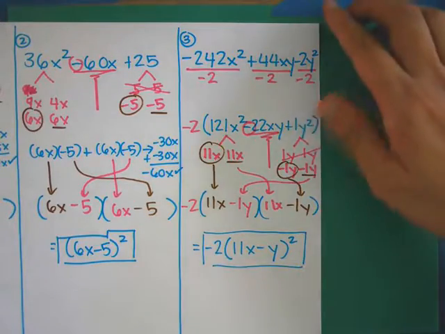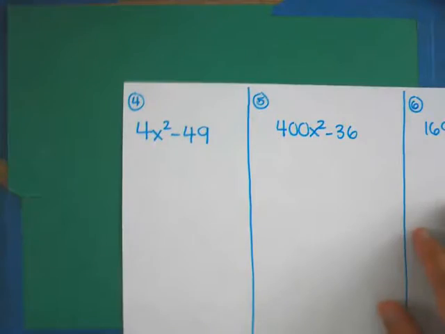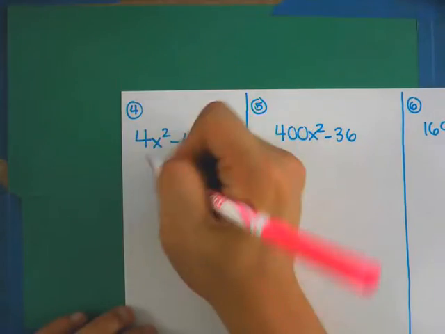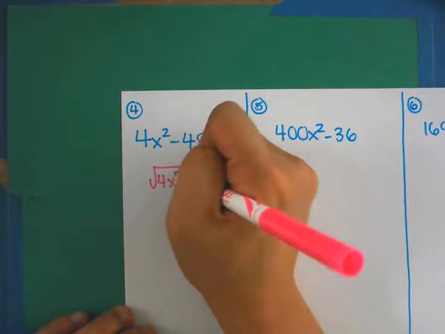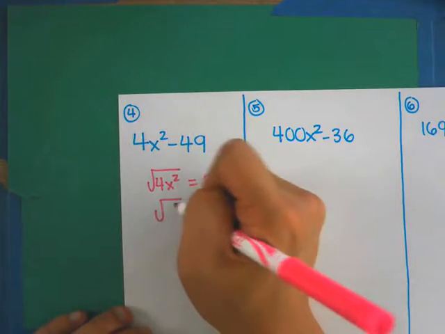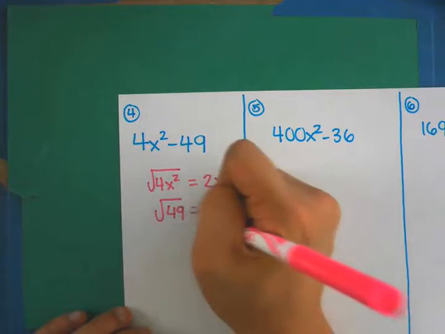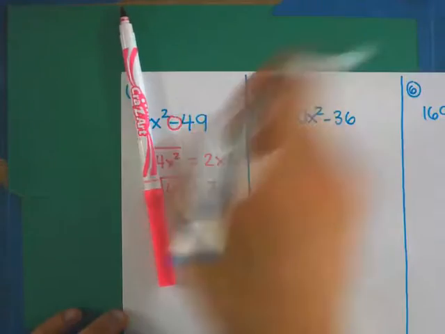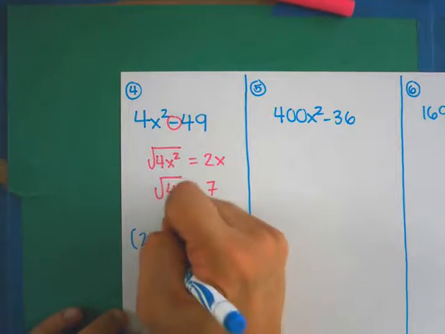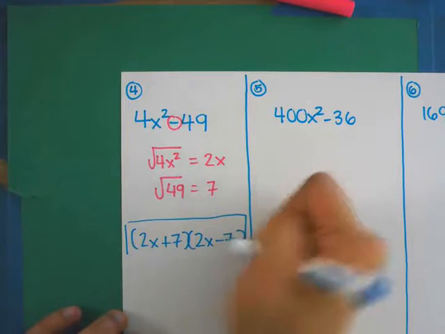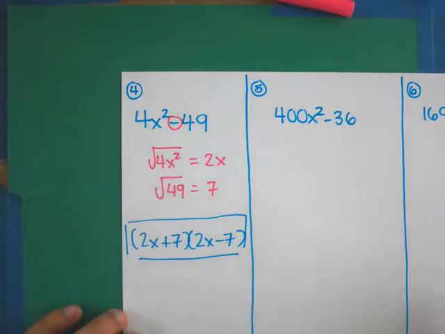Okay, so I'm going to move on to number 4. Okay, number 4, there's no middle term, but is this a difference of squares? The answer is yes. If we do a square root of 4x squared, it's going to be 2x. Square root of 49 is going to be 7, and there is a minus sign. And so our final answer is going to be 2x plus 7, and then 2x minus 7. Factor switched, it does not matter.